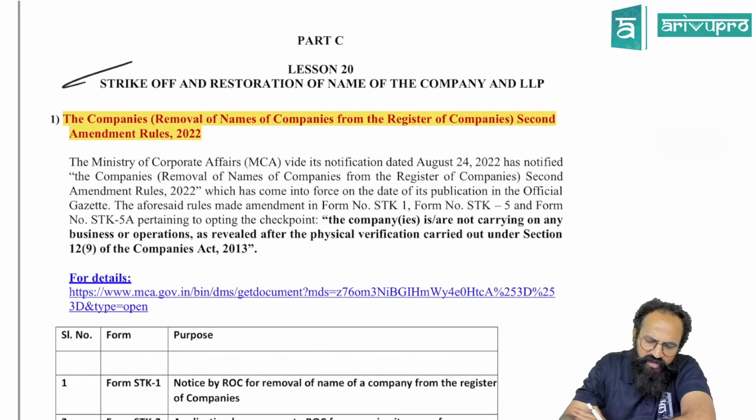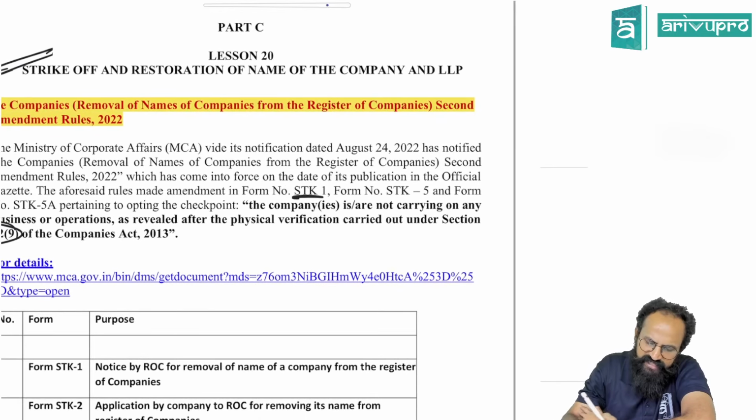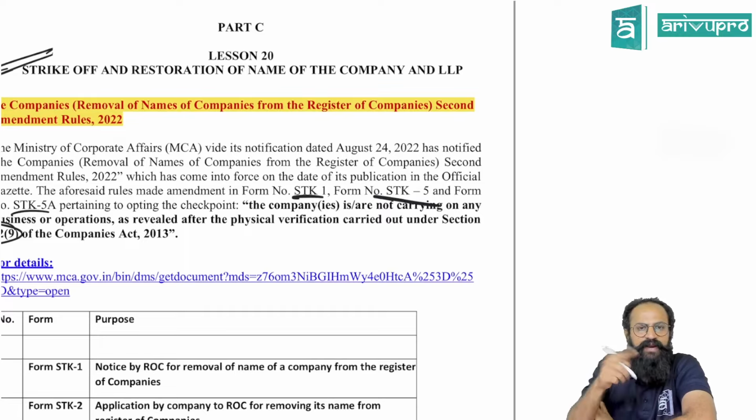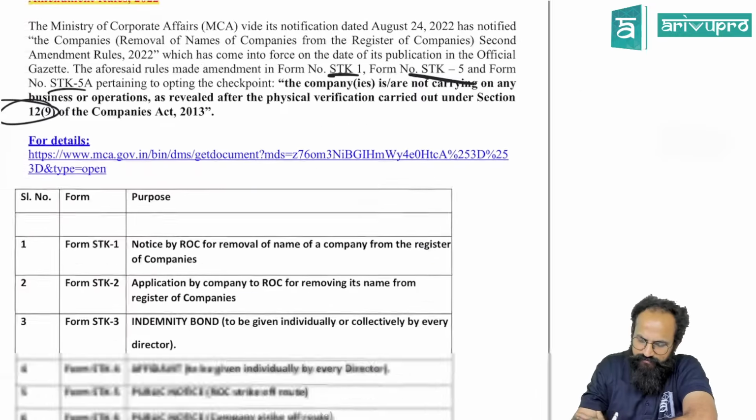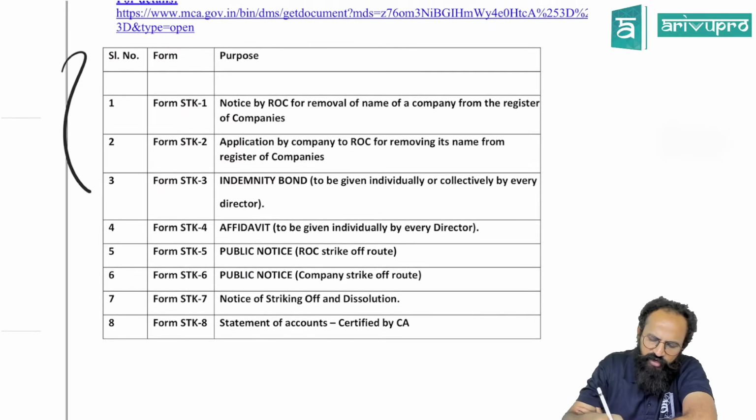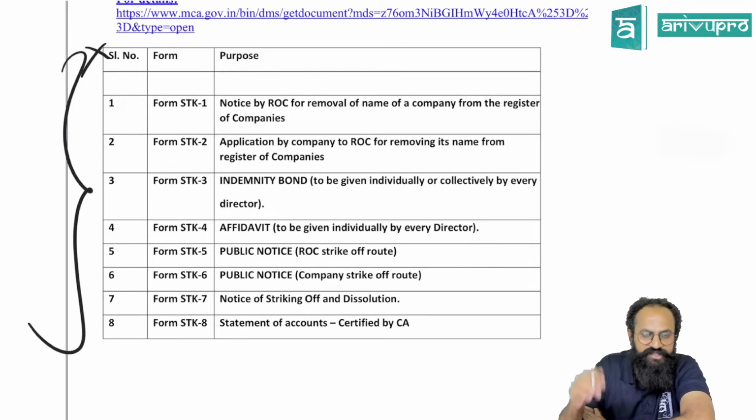Sir, strike off and restoration, I just told you. The physical verification, that STK1, STK5A, STK5. They have made those changes. They have added that. What is that form? I have just given it for your reference. This is not there in an amendment sheet.